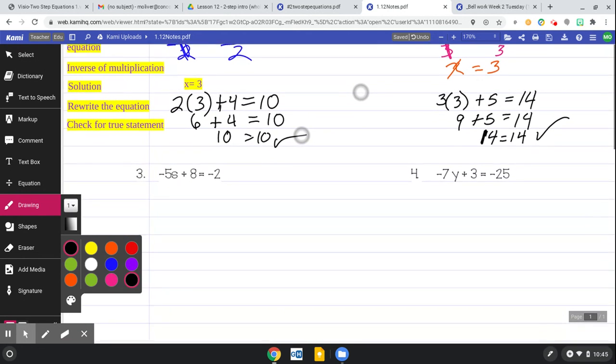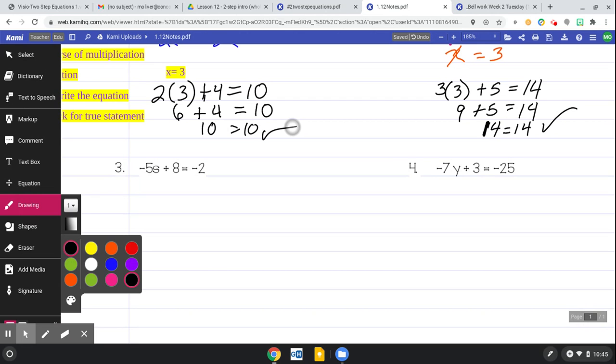Okay. Let's go to number 3. We're going to make sure we get some negatives in there. Remember, what are our steps? We have to do the inverse of addition or subtraction. What's the opposite of addition? Subtraction. So I know I'm subtracting on both sides. What number am I trying to get rid of? 8. So that's why I'm subtracting by 8 on both sides.